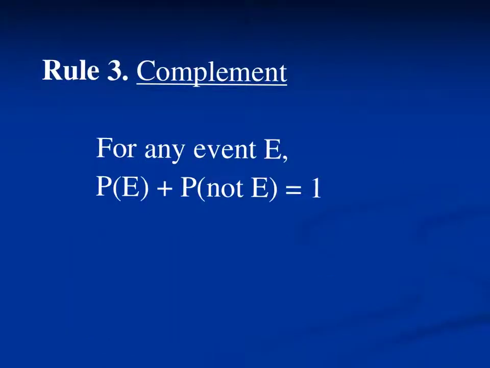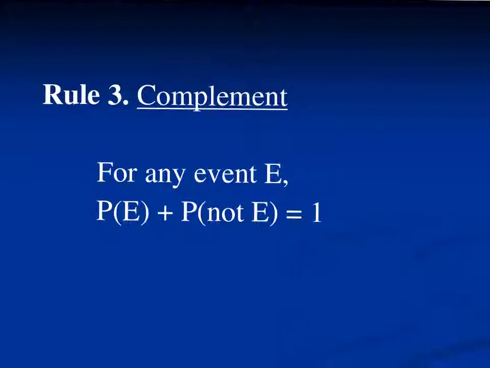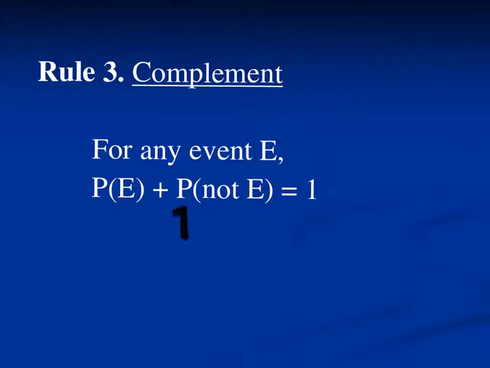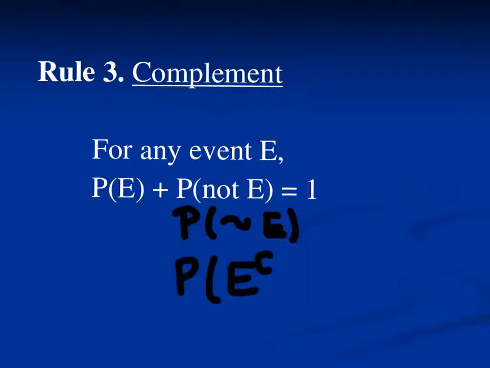And here, your complement: for any event, the probability of that event plus the probability that that event does not occur is equal to 1. And I also told you, remember, that the probability of not E could be written as P of not E, and that's a lot of times the way I write it. Also, sometimes people write it with E to the superscript C. But generally, for our purposes, most oftentimes I will use this abbreviated form.